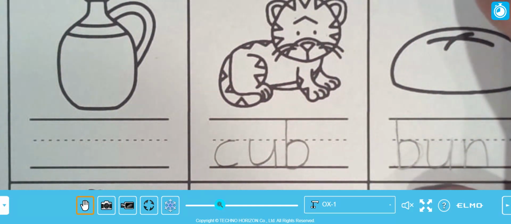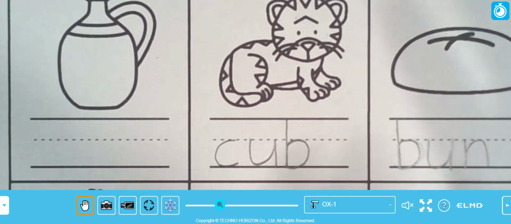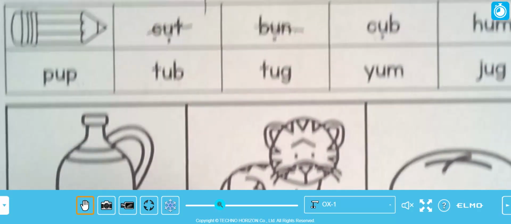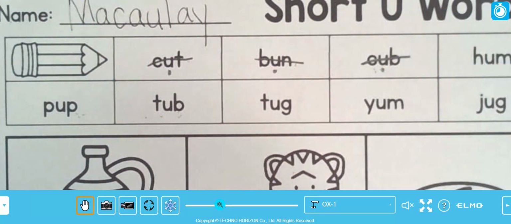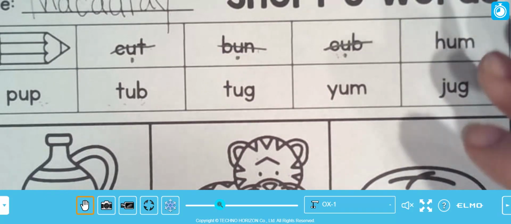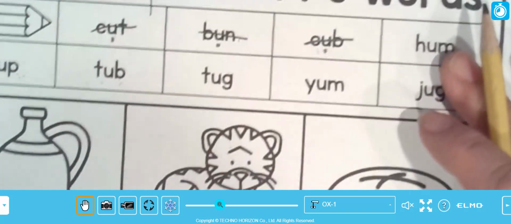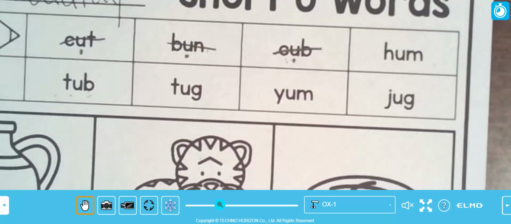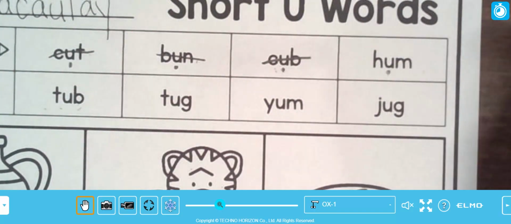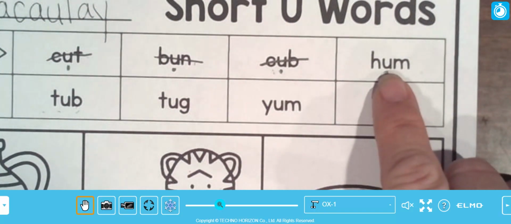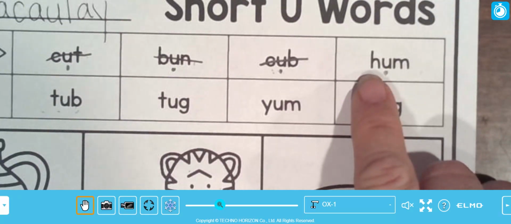Okay. Hopefully you finished writing cub, and if you didn't, pause the video so you can finish. Let's go up here and cross out the word cub because we're done with it. And we're going to go on to this word right here. Let me move this over here so I can see it better. Okay, let's start with that short U. That's the sound, like what? Okay, let's read this. Ready? Begin.